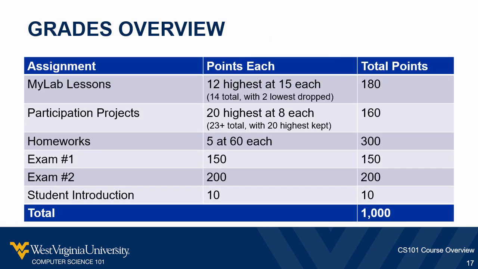Shifting gears a little bit, let's talk about how we do our grading in CS101 and the different types of assignments that you can expect to see. CS101 is graded on a 1,000-point basis. And there are several different types of assignments that are going to feed into that 1,000 points. We're going to go through each of these in a little bit more detail, but basically you can expect to see 18% of your grade come from doing MyLab lessons, 16% coming from participation projects, 30% coming from homeworks, 35% coming from exams, and 1% coming from a student introduction at the beginning of the semester.